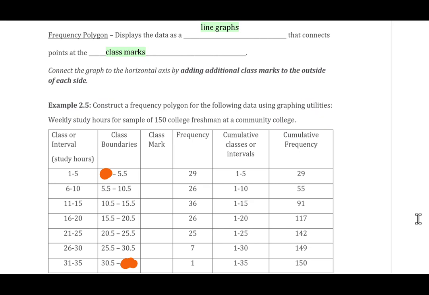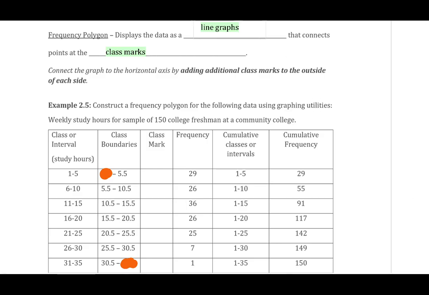Hello and welcome. In this video, we're going to look at one of the last graphs that we need to look at for Module 2, where we are organizing and visualizing data. This type of graph is going to be called a frequency polygon. A frequency polygon displays the data as a line graph that connects the points at the class marks.